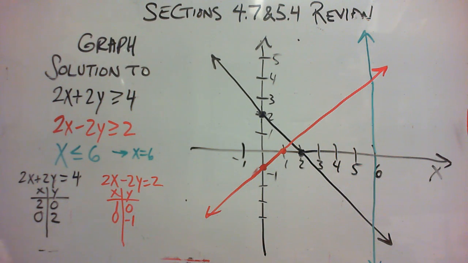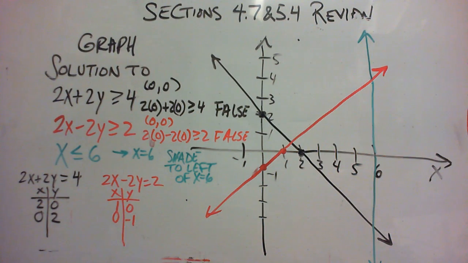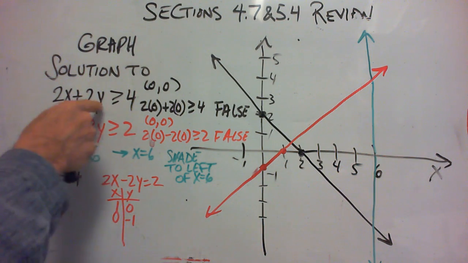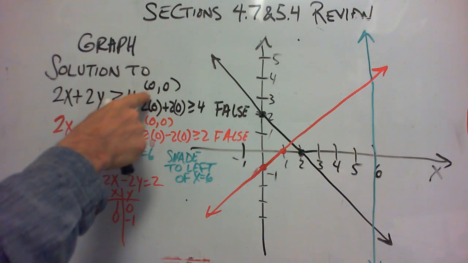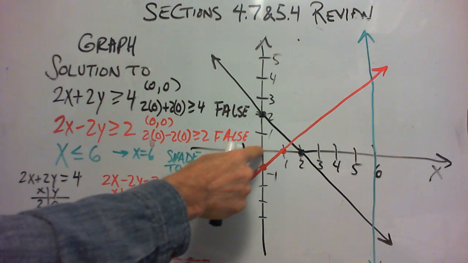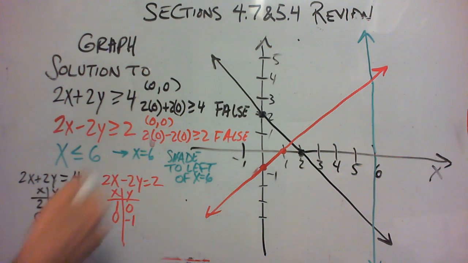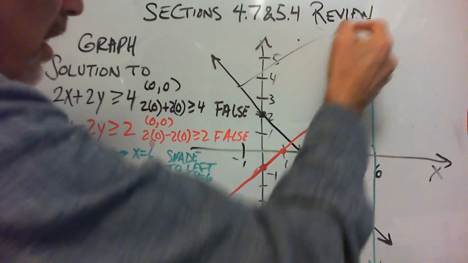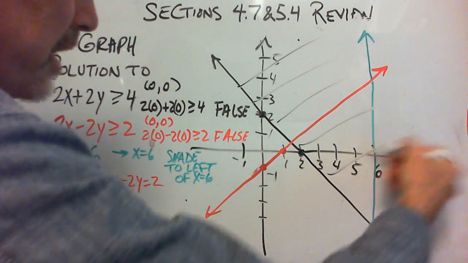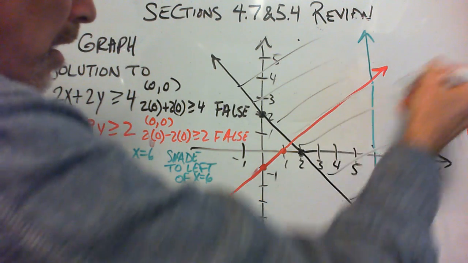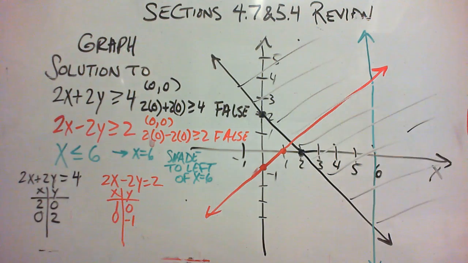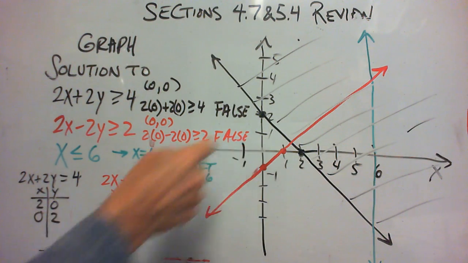Now we have to shade these three. So for our 2x plus 2y greater than or equal to 4, when we plug 0, 0 in, this point at the origin, we get 0 greater than or equal to 4, which is false. So we shade the other side. The side that does not contain 0, 0.